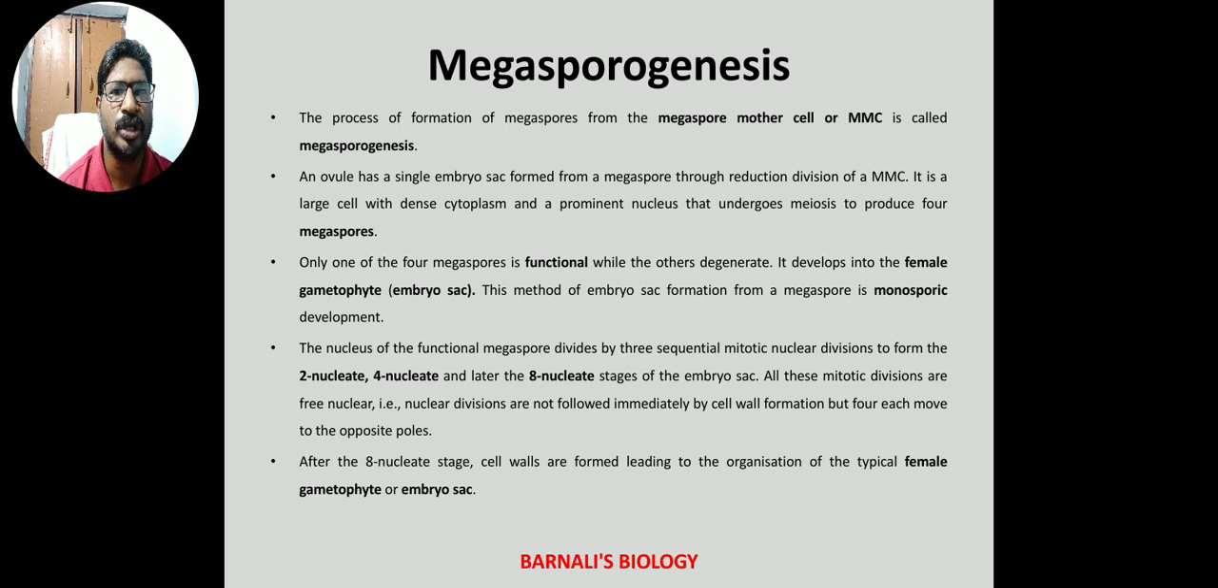The nucleus of the functional megaspore divides by 3 sequential mitotic nuclear divisions to form the 2 nucleate, 4 nucleate and later the 8 nucleate stages of the embryo sac. All these mitotic divisions are free nuclear, that is, nuclear divisions are not followed immediately by cell wall formation, but 4 each move to the opposite poles. After the 8 nucleate stage, cell walls are formed, leading to the organization of the typical female gametophyte or embryo sac.